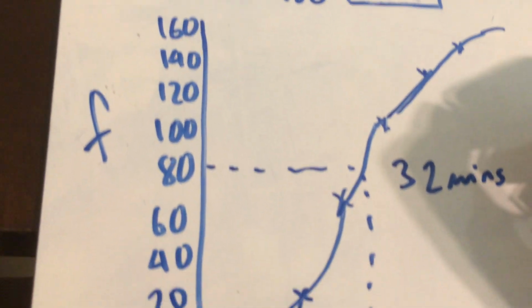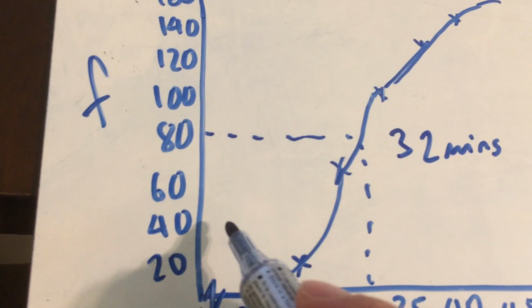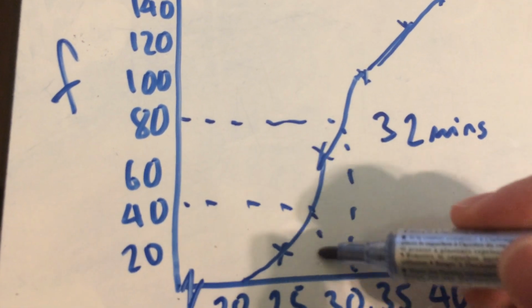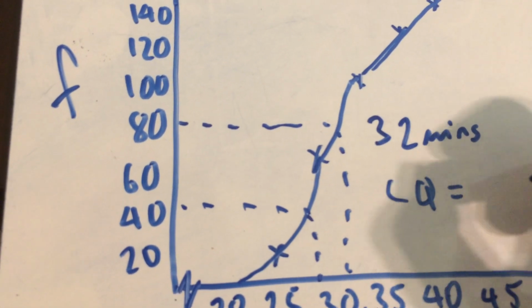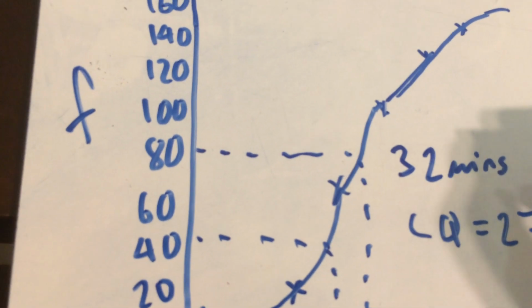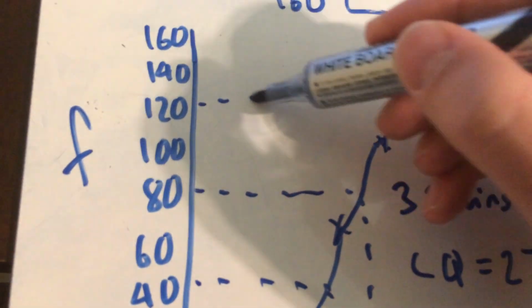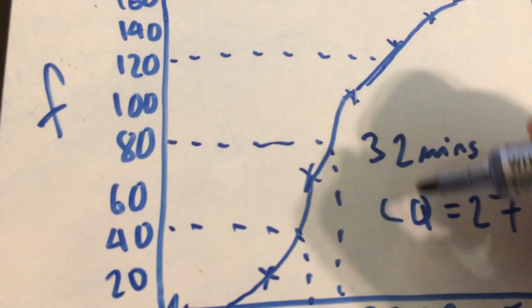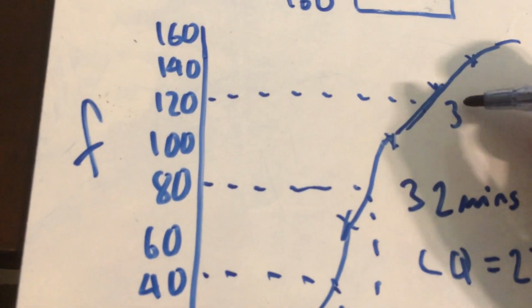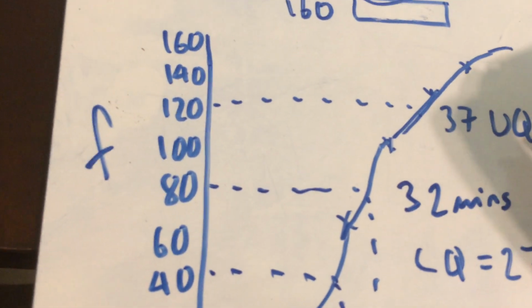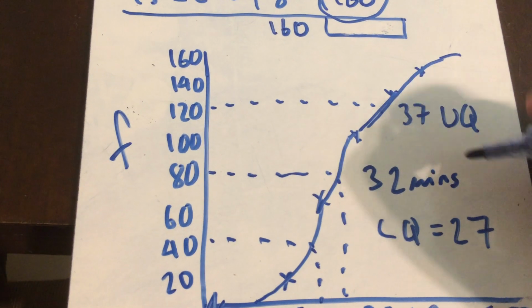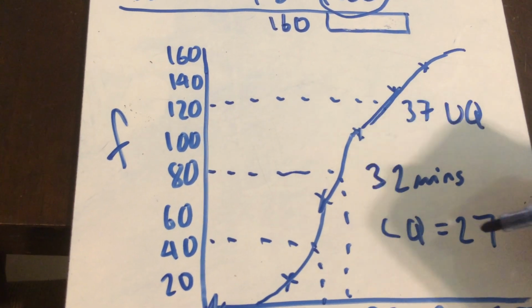The lower quartile, we've got 160, so it would be 40. So the lower quartile would be, say, 27. The upper quartile would be 120, and we would read down there, say, 37. That would be the upper quartile. And that way you could get the interquartile range, upper quartile minus lower quartile.